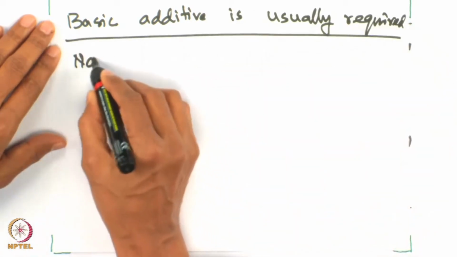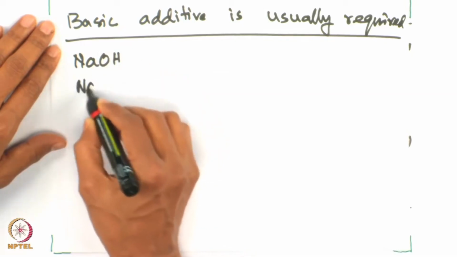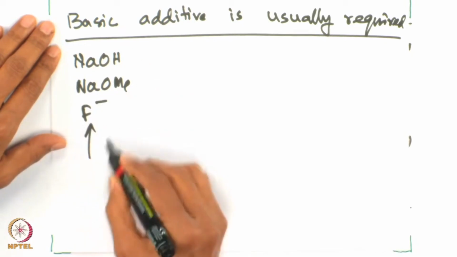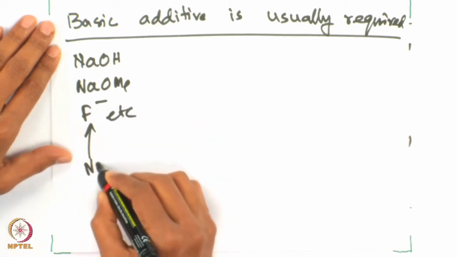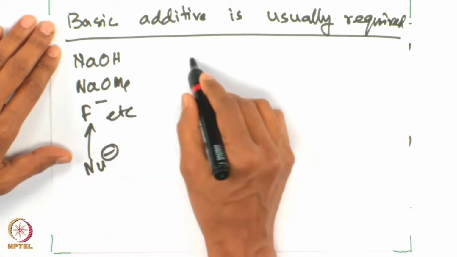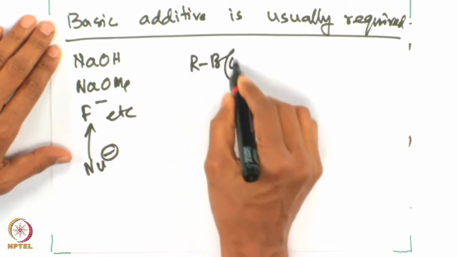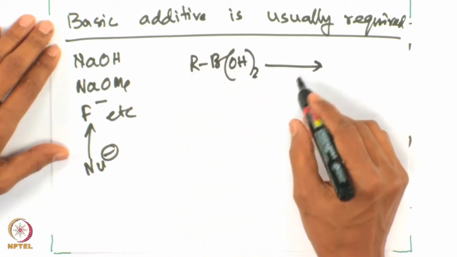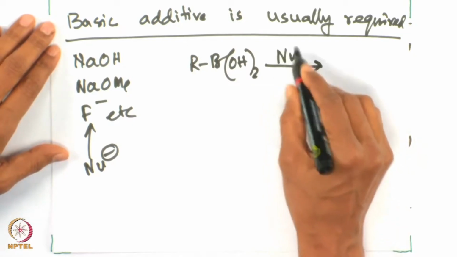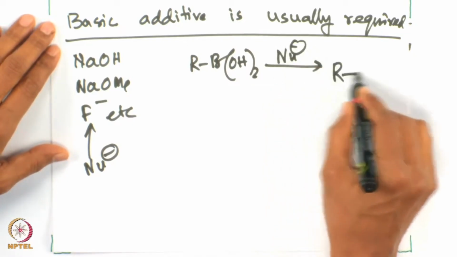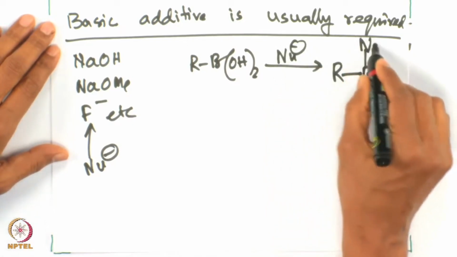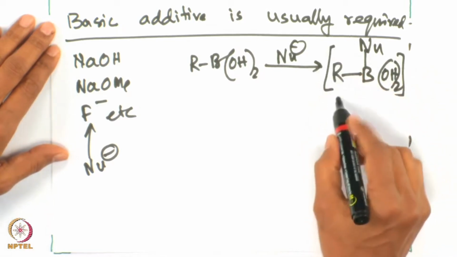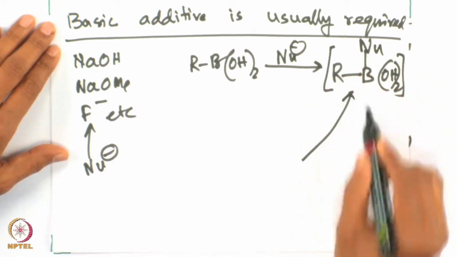The basic additive could be your sodium hydroxide, sodium methoxide, fluoride, etc. These are usually called nucleophiles, let us say we can call them, and they react with an organoboron reagent, for example organoboronic acid. Organoboronic acid reacting with the nucleophile gives RB with the nucleophile, hydroxo 2. Overall, this is more reactive in transmetallation.